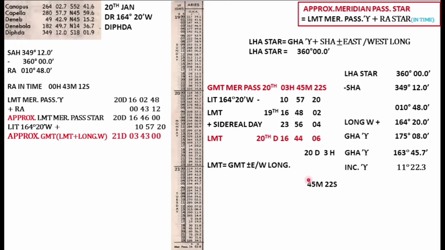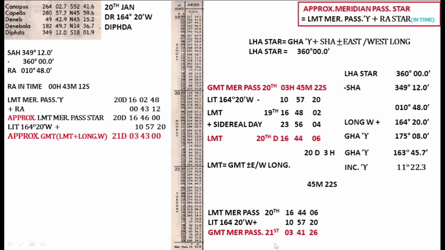So this is the thing, when you get your GMT, you always check if the GMT is applicable to you for the LMT date given here. And if you find that it is 1 day ahead or 1 day behind, you add or subtract your sidereal day accordingly. Here it has gone 1 day behind, so I have added one sidereal day, and now my LMT is correct. And then I can always find out my GMT here. So this is the GMT of meridian passage for star Diphda on 20th January, ship's date and time.